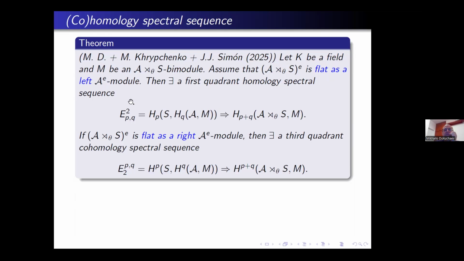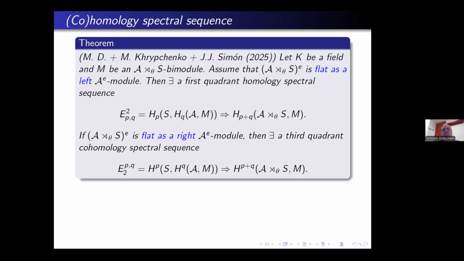Then we have a first quadrant homology spectral sequence converging to the Hochschild homology of the cross product. It involves the homology of S, defined as we defined before, with values in the Hochschild homology of A.